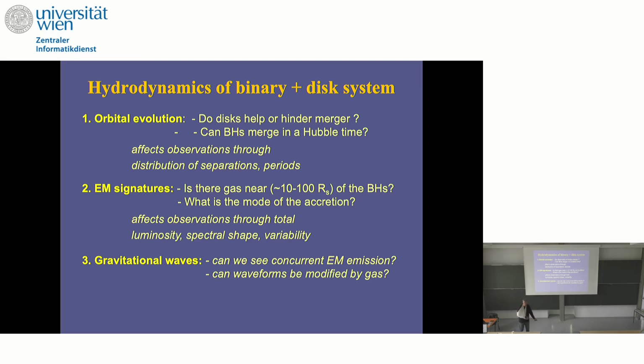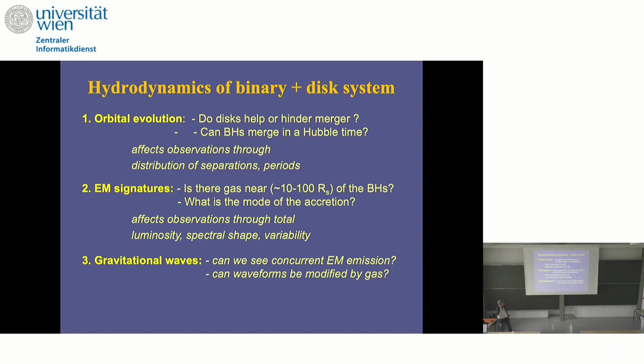Also, in more detail, how much time the binary spends at each separation as it evolves is very important, because when you look on the sky, if a binary spends a long time at some particular separation, you have many such binaries on the sky. If it zooms very quickly through some particular orbital separation, those sources would be rare. So it affects observations through just a lifetime as a function of orbital separation.